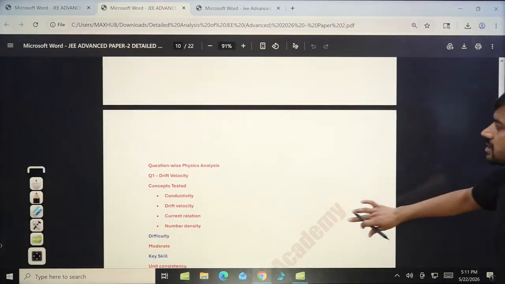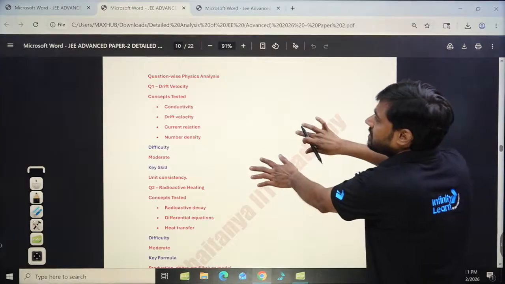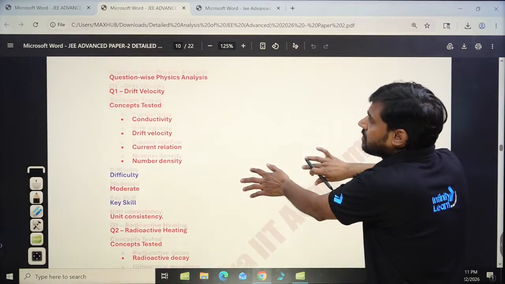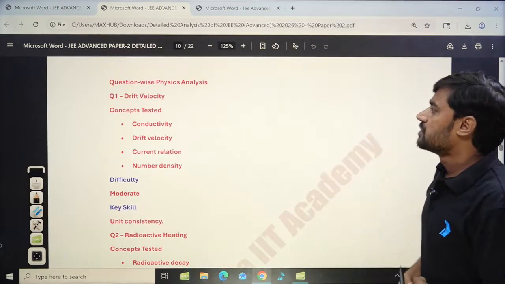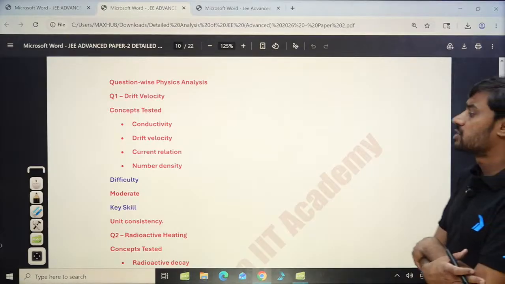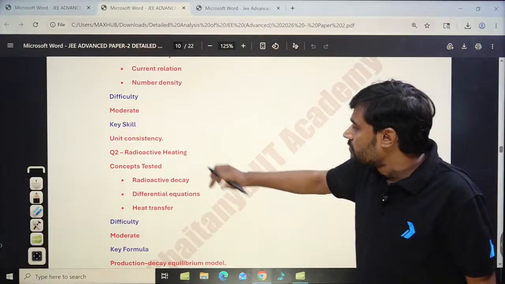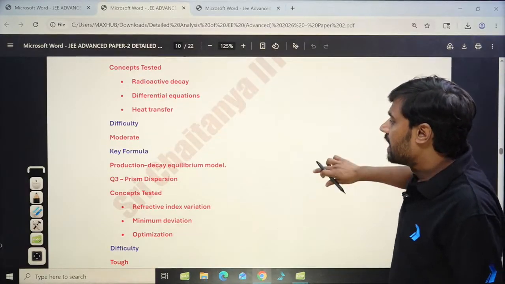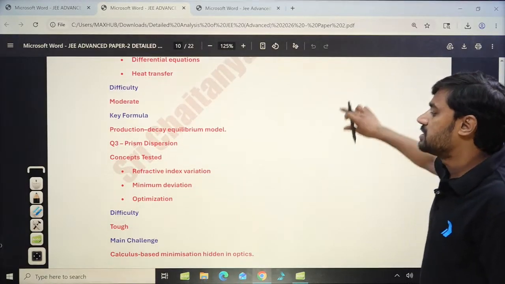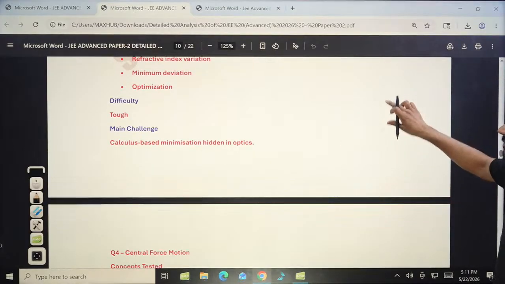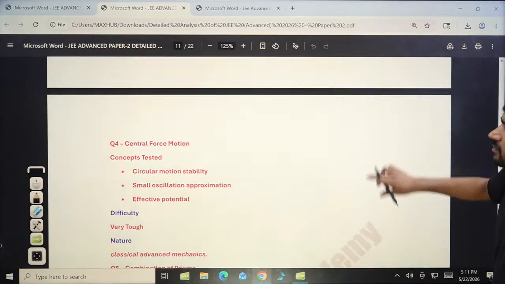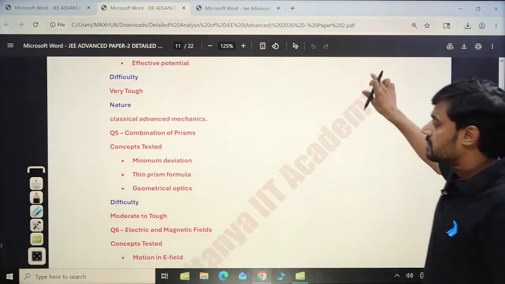Another is this overall analysis, like drift velocity. Question number 1 is from drift velocity. Question number 2 was from radioactivity heating, and 3 is from prism dispersion, 4 is from central force motion, right?